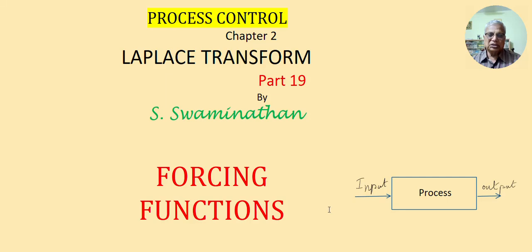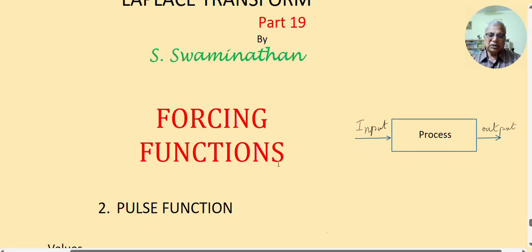These forcing functions are used to describe the behavior of input variables after some disturbance occurs there. In other words, they are used to describe the disturbances in the input variables. Last class we have seen the step function, and today we will see what is known as the pulse function. What is a pulse function?